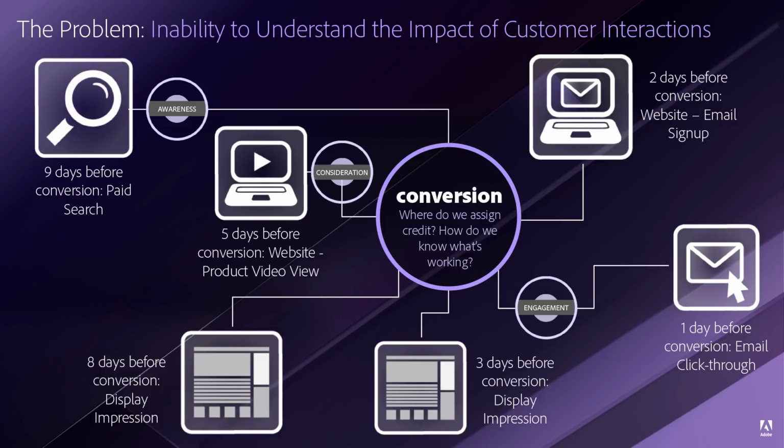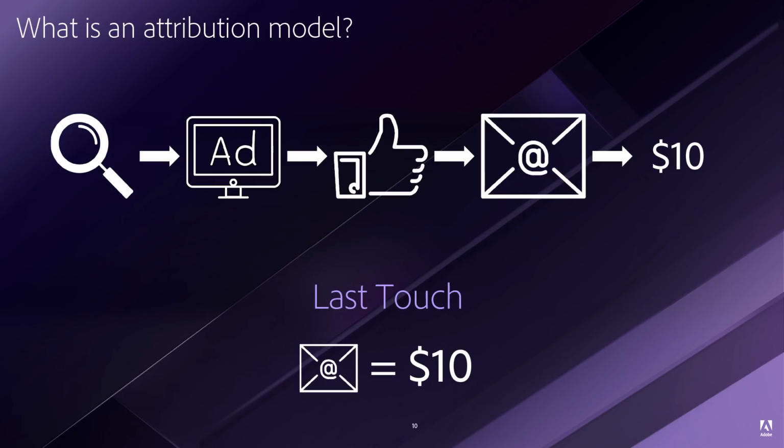We can see all these different ways in which customers are interacting with them: paid search, website interactions, display, email click-throughs, etc. And the question is, how do we assign credit? How do we know what's working? Historically, Adobe Analytics and analytics customers and vendors around the world have been leveraging a relatively simple attribution model.